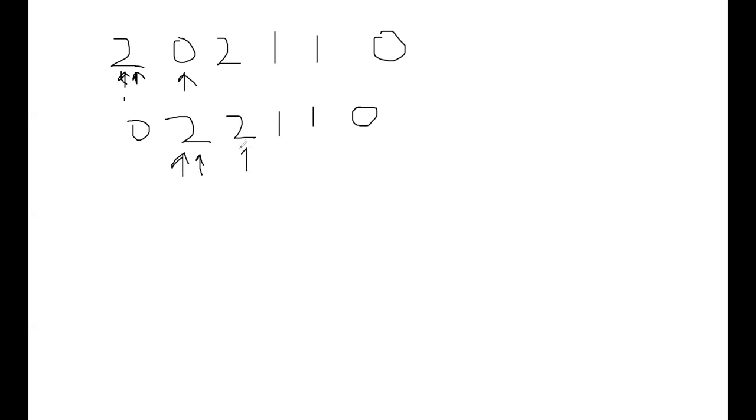Here it's not a 0. Move again, it's not a 0. Move again, it's not a 0. Move here, it's a 0. Swap this number and then this number. So it will be 0, 0, 2, 1, 1, 2. Correct?